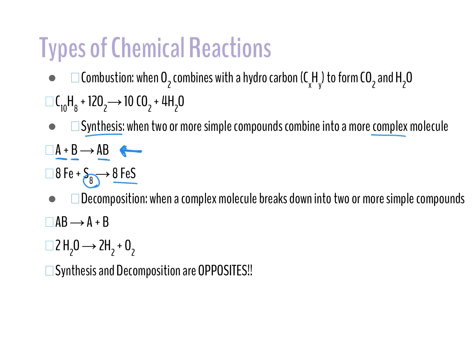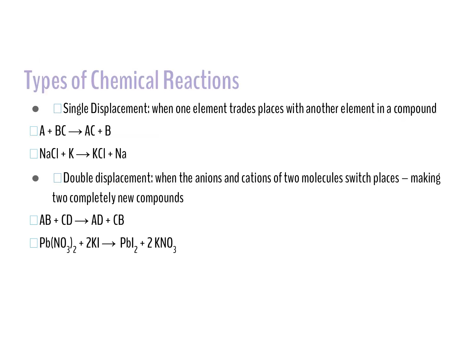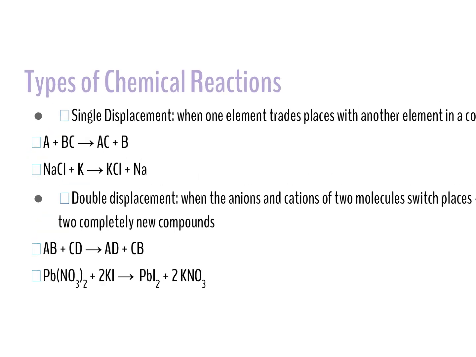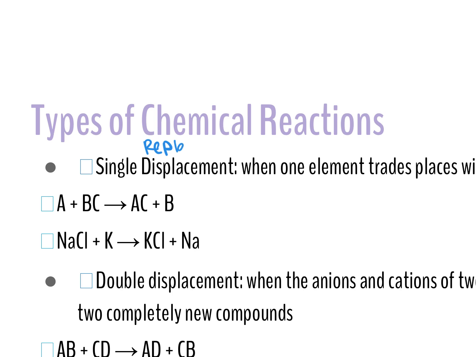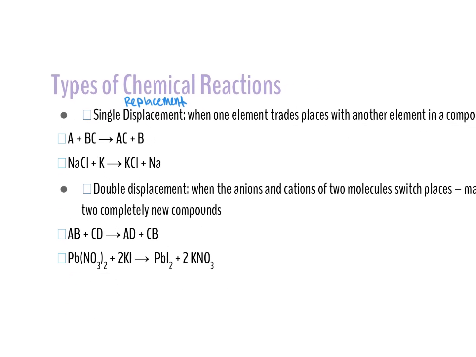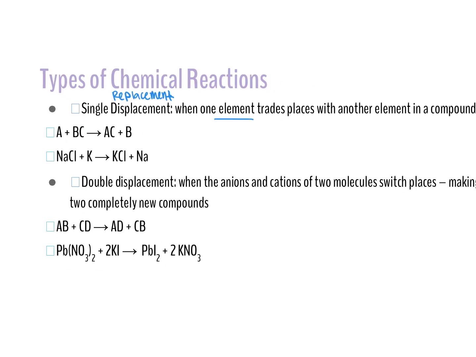Okay, do we feel okay about those three categories? Okay, the next two get a little more intense, but I think they are simple to pick out as well. The next reaction is called a single displacement. Sometimes you'll see it called replacement even, but I like displacement fine. A single displacement reaction is when one element trades places with another element in a compound. So we see maybe the two cations switch places or the two anions switch places, but not both, right? We see one element take the place of another in the reaction.